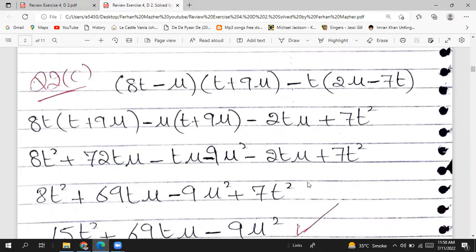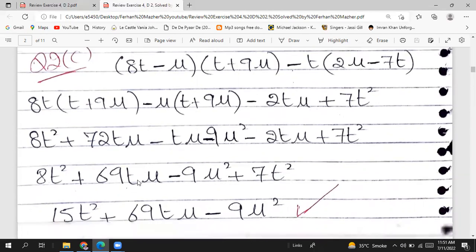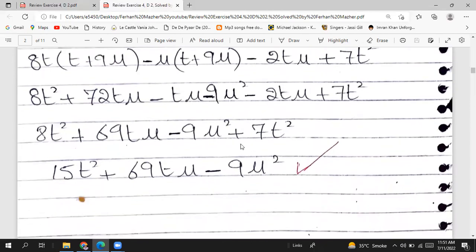So you have 8t square, then here you have plus 7t square. Here you have 72tu minus tu minus 2tu. So it will be 69tu, and here you have minus u square. So this t square, it will be 15t square. This will remain as it is, and this will also remain as it is. So this is how you do this question.